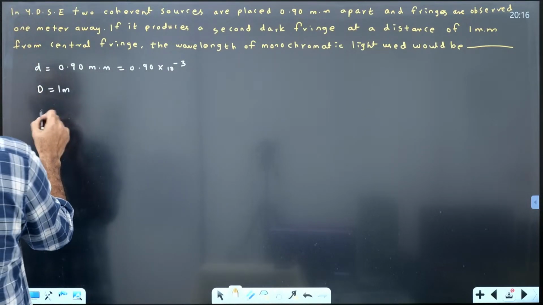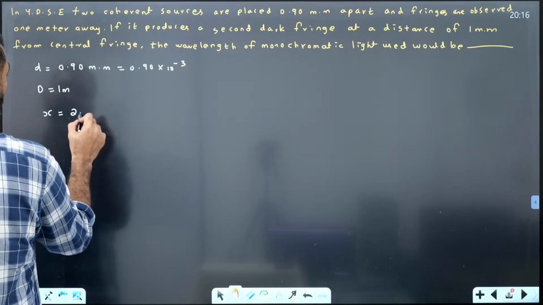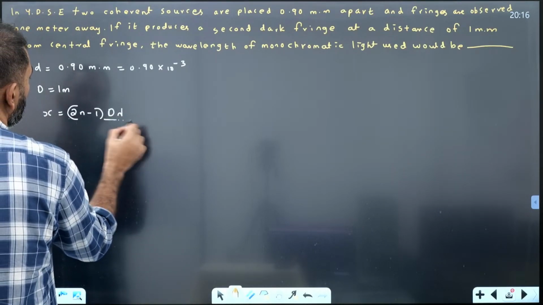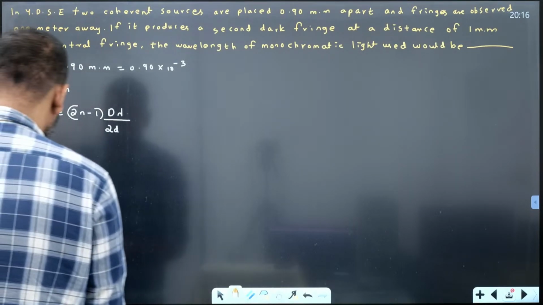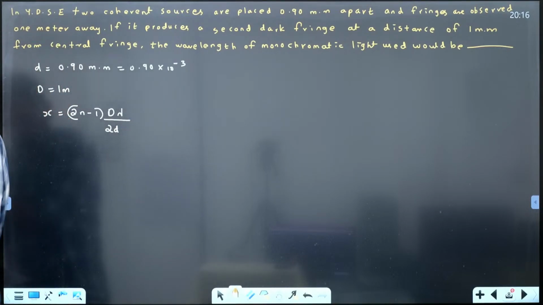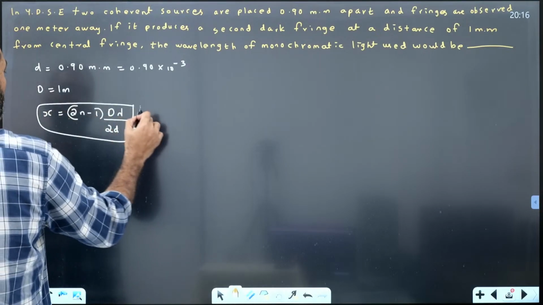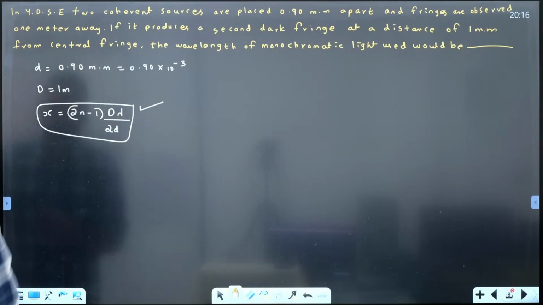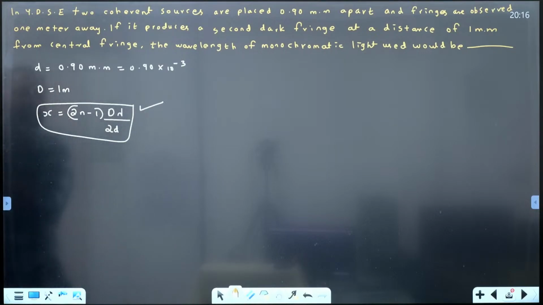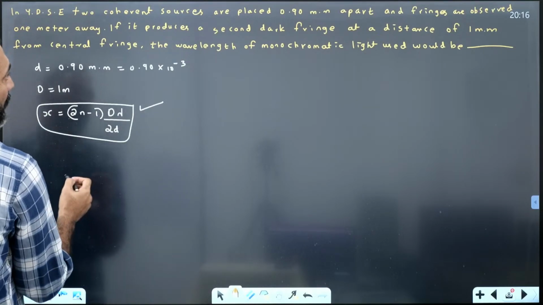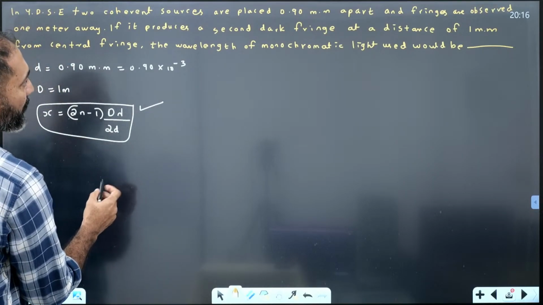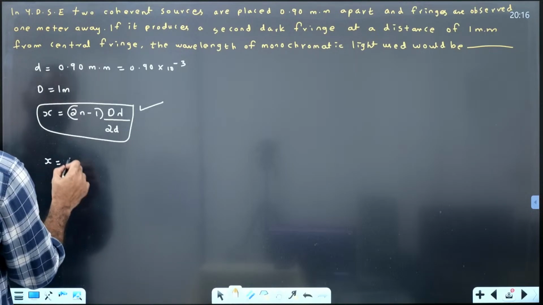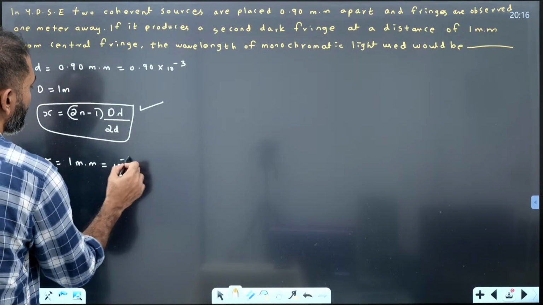Position of second dark fringe is what? 2n minus 1 into lambda D by 2d, right? What is the position of dark fringe? 2n minus 1 lambda D by 2d is the position for dark fringe. So from this you should get lambda. And this position is given as what? If it produces second dark fringe at a distance of 1 millimeter from central fringe, so x is equal to 1 millimeter, that is 10 raised to minus 3 meter.